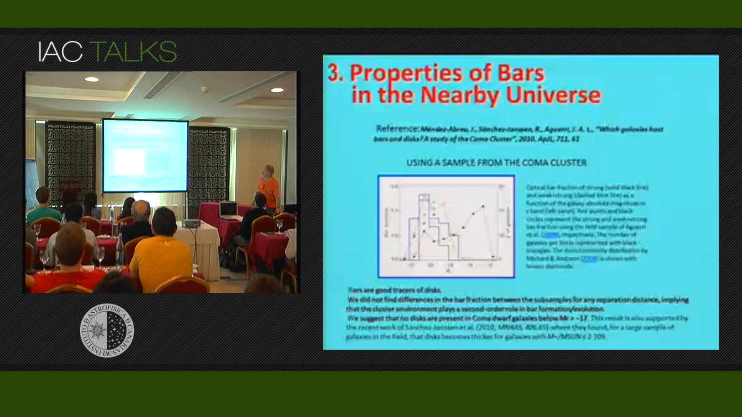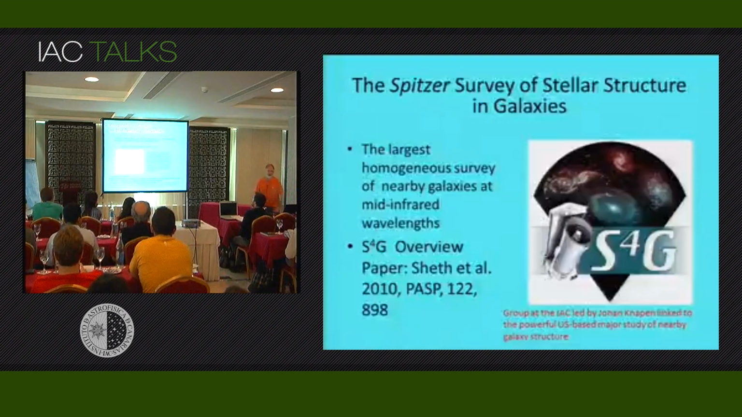So, properties of bars. Bars are good tracers of disks. They suggest from this that no disks are present in Coma dwarf galaxies below a certain magnitude. And so they're looking at bars in this way as disk tracers for weak galaxies, because obviously the bars are often the most luminous components of disks, just because of the higher column densities. So this is a particular piece of work they're doing.